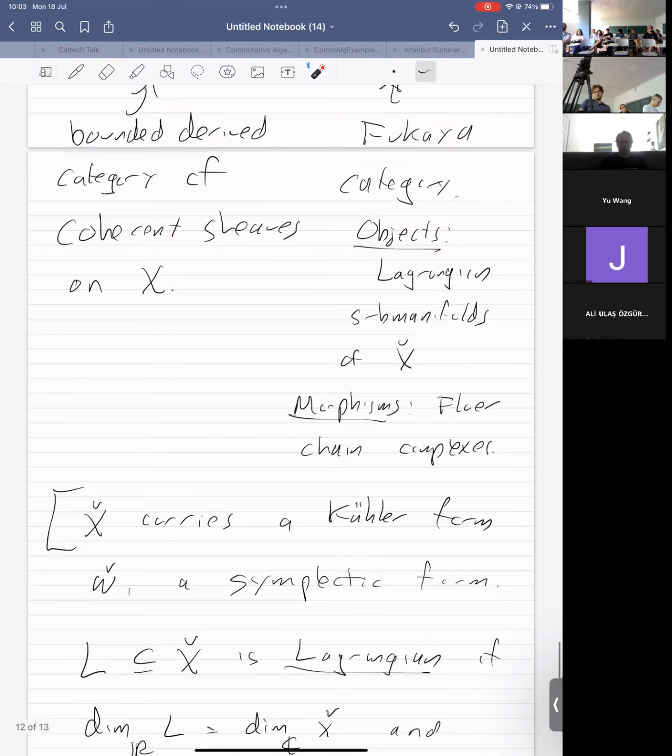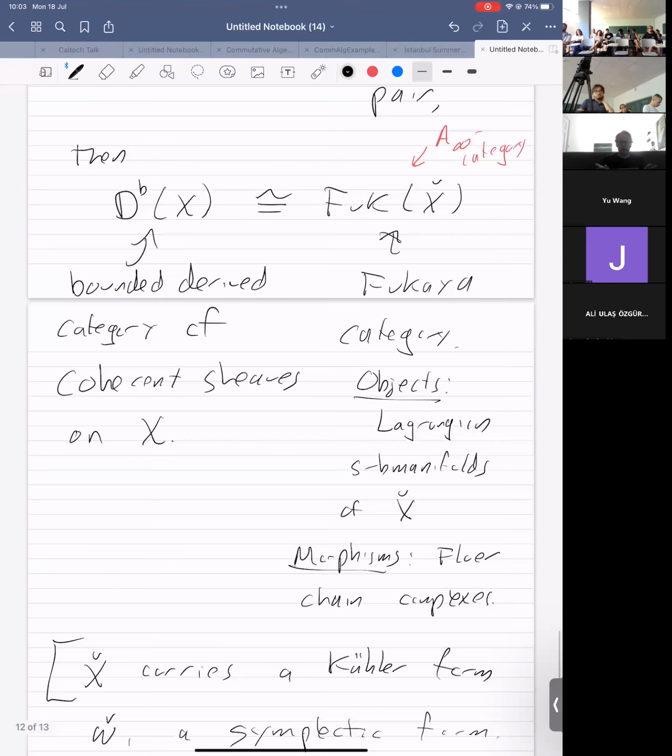Yeah, so if a pair of Calabi-Yau satisfies this isomorphism, it would satisfy the homological test of mirror symmetry. If you can compute genus zero Gromov-Witten invariants, it would satisfy the enumerative test.